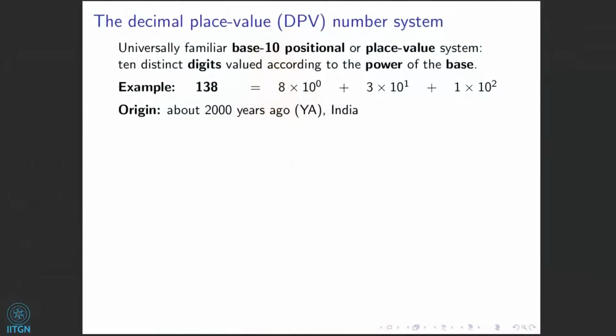This example of 138 is just 8 times 1, or 10 to the 0, plus 3 times 10 to the first, or 10, plus 1 times 10 squared, or 100. Okay. And this is the system that we're tracking from its emergence about 2,000 years ago here in India.